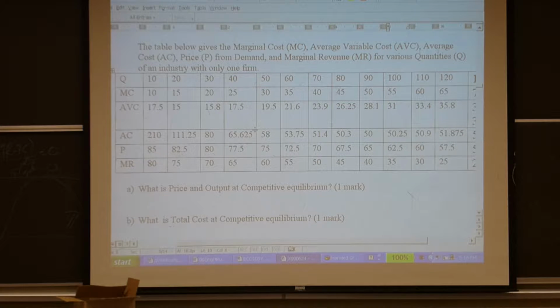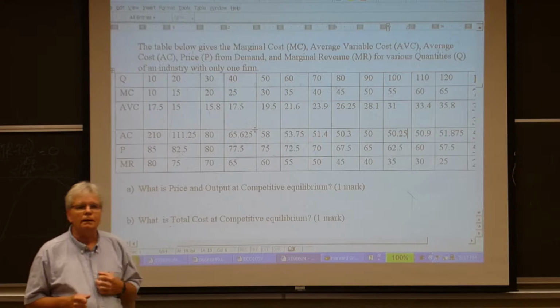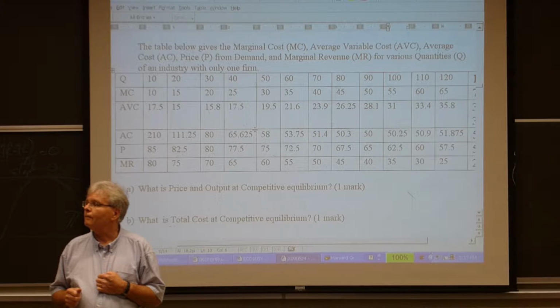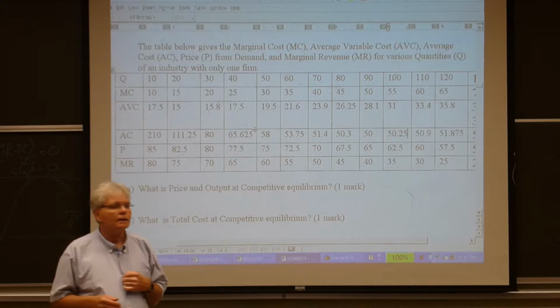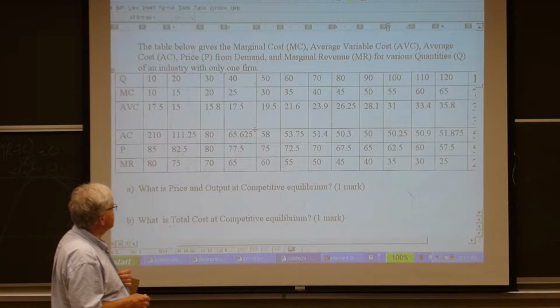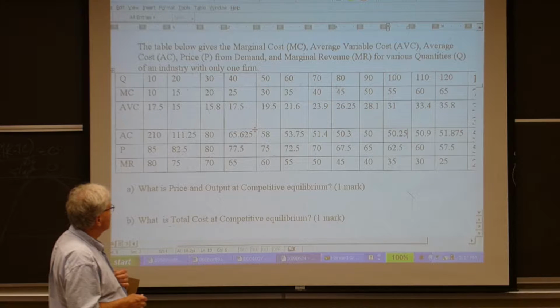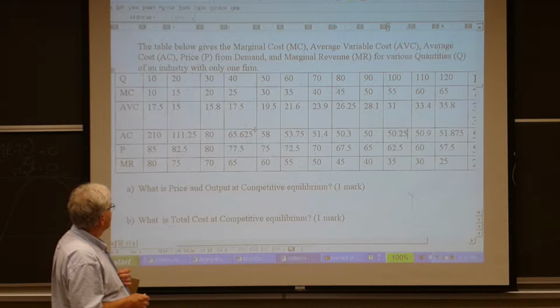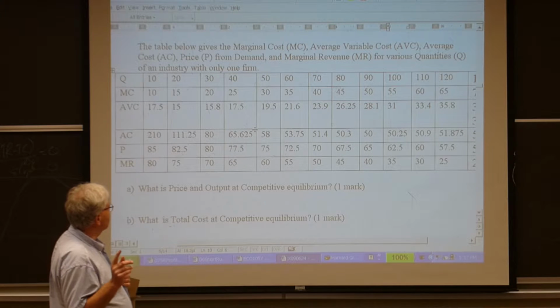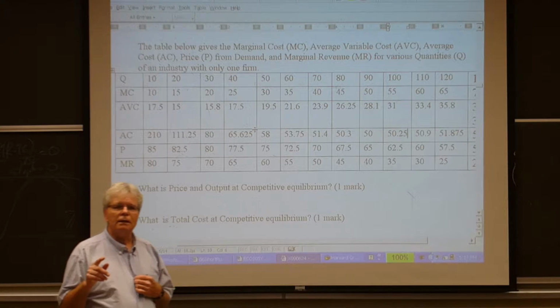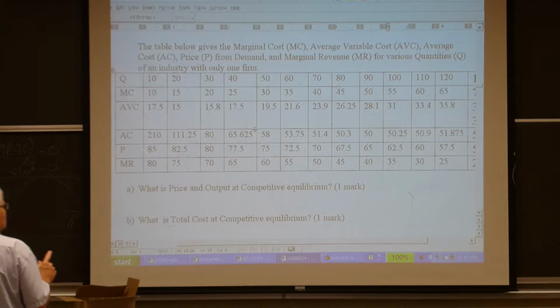Now, the first question says, which screwed everybody up, what is price and output at competitive equilibrium? If we're at competitive equilibrium, what is price and output? Is it 67.5? Where did you see that? Okay, 67.5, but here's the price.